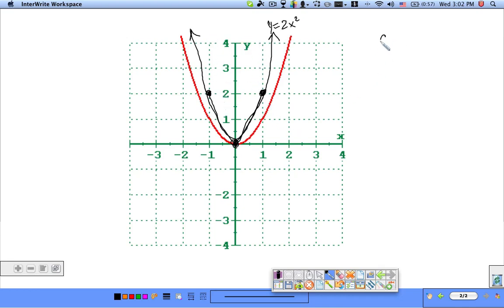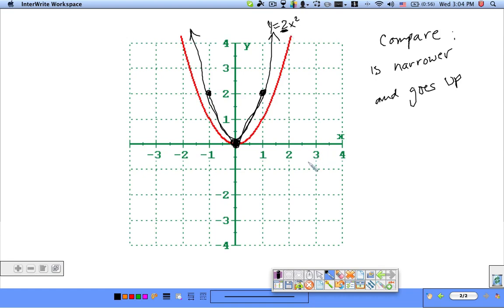So if I was to compare, you would say y equals 2x squared is narrower than the parent. And it has the same vertex. Also talk about vertex. In this case, they're both the same. And then you would say it is narrow and it goes up. How do you know it goes up? Based on positive 2. Okay, so that's how we compare.